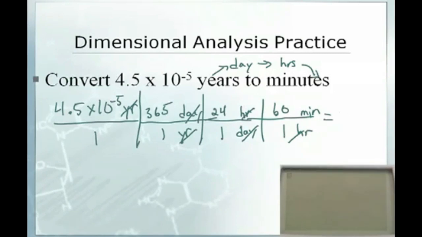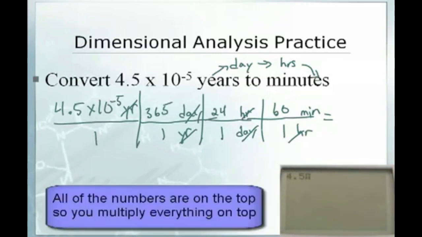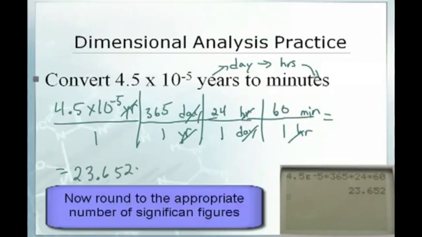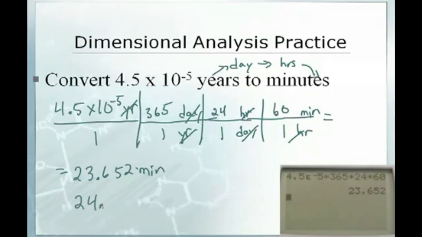So now you can type it in. Finally, I've set up the calculator. All right, what do we got? 4.5 double E, second E, negative 5, times 365, times 24, times 60. And we don't have to do anything with ones. 23.652 is our calculator answer. So that'd be minutes. Now, is that the correct answer? No. We want 2 significant figures. So we're going to just call that 24 minutes.